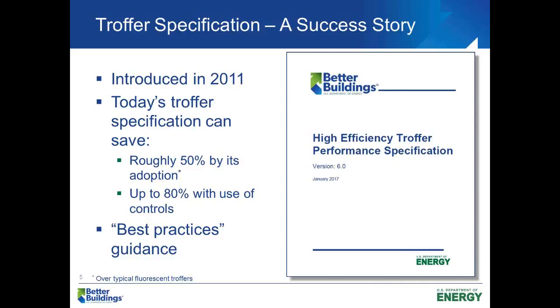One of the biggest motivators, along with interest from Better Buildings members, is the success of the high-efficiency troffer performance specification, which was introduced back in 2011. By adopting the specification today, building owners may observe energy savings of roughly 50% over legacy products and up to 80% when controls are applied. The troffer specification was designed as a best practices guidance and has gone through a few revisions as the technology has progressed, with today's specification requiring a performance level of 125 lumens per watt. This has helped to ensure that building owners have the most current information when specifying these products, and that they are considering products that will result in energy savings and reliable performance.